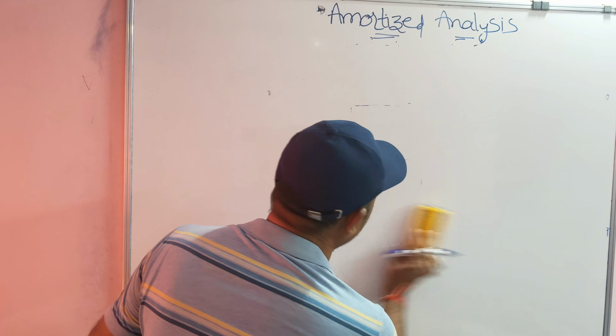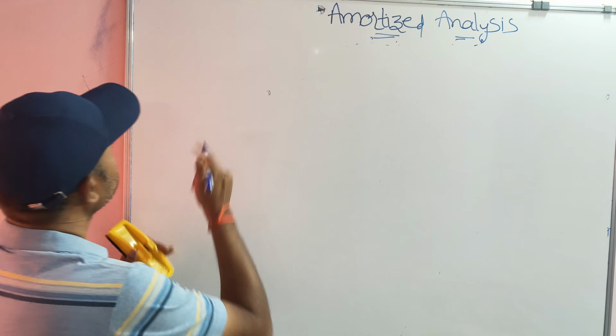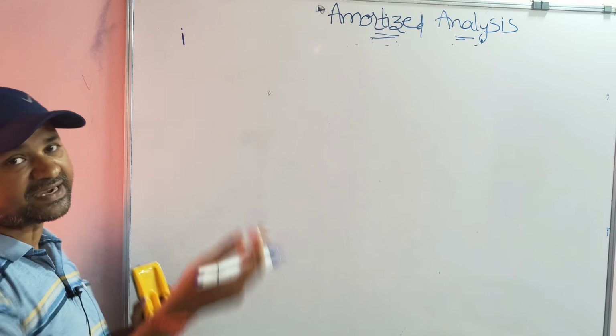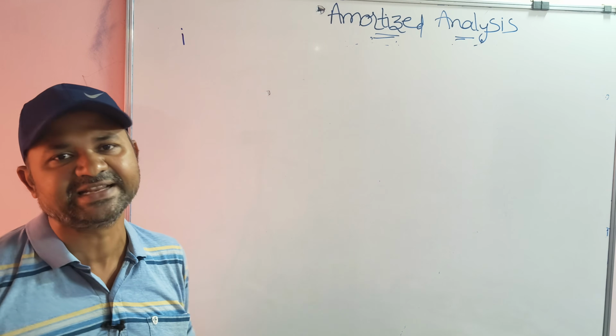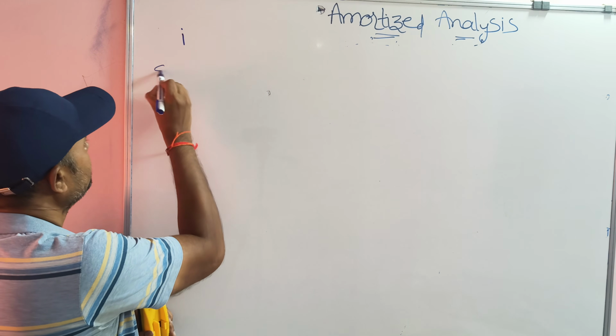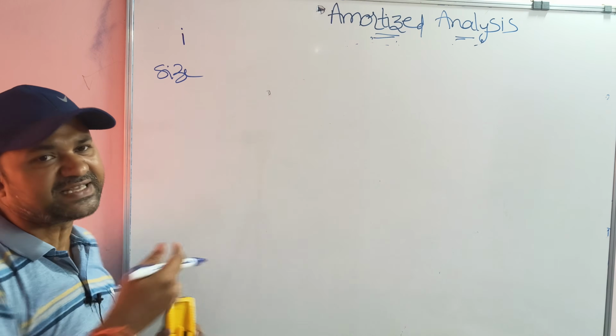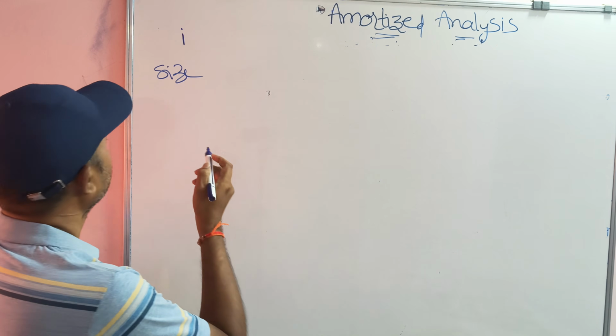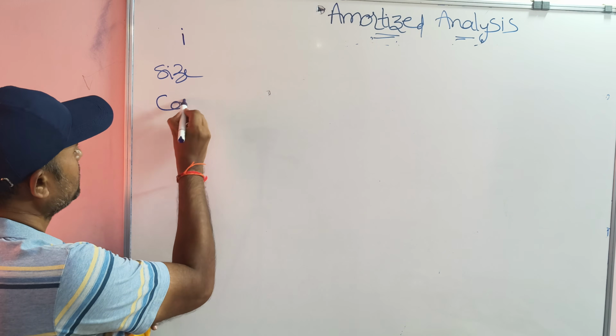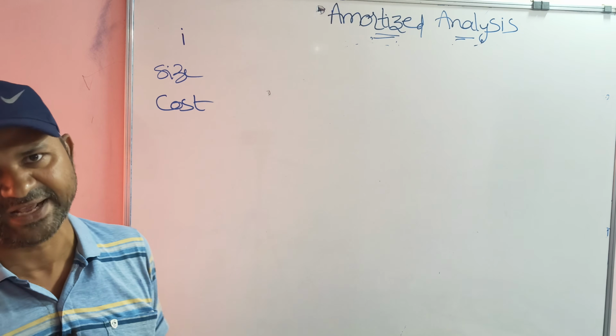So let us take I. Here I stands for inserted element. Which element are we inserting? Next, size. What is the size of the array? Next, cost. What is the cost of each operation?